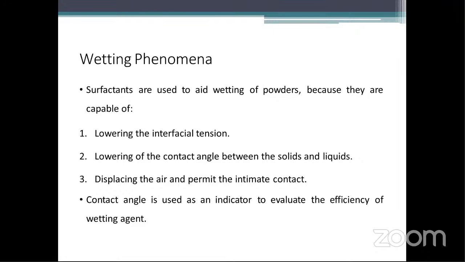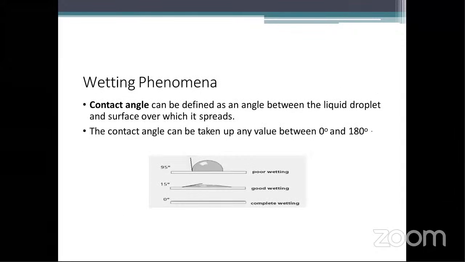So contact angle in this case can be used as an indicator to evaluate the efficiency of a wetting agent. Okay, so different types of wetting agents are there. Which one is best? How to evaluate that? To evaluate the efficiency of a wetting agent, contact angle may be used as an indicator. Now contact angle, all of you know, is defined as the angle between the liquid droplet and the surface over which it spreads.